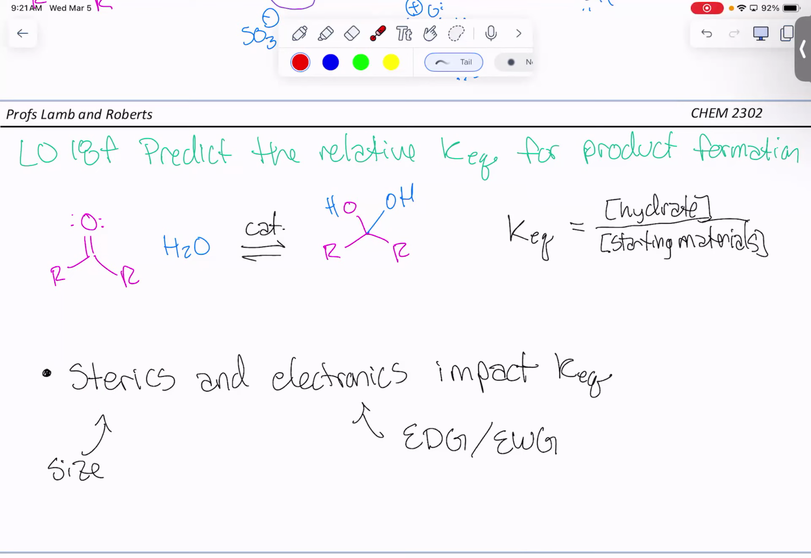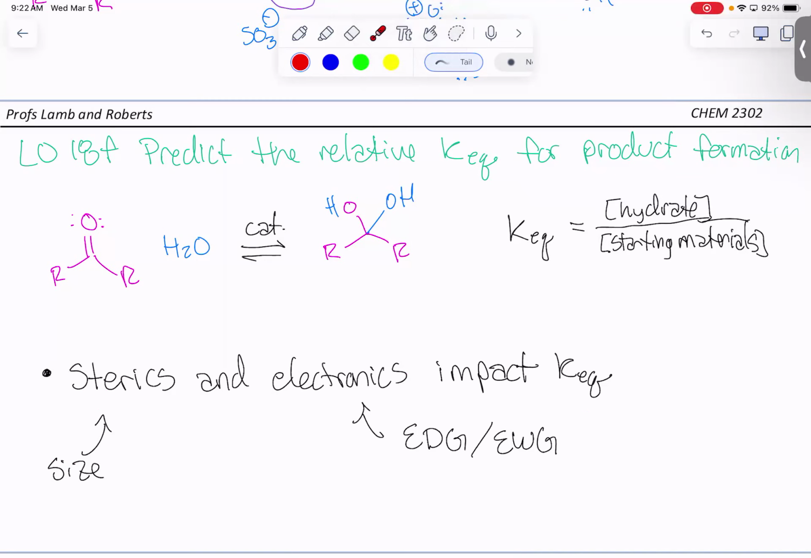The other thing we need to think about is electronics. So if you have an electron withdrawing group here, this is withdrawing electron density away from our carbonyl carbon. All of a sudden, we have all of these things withdrawing electron density away, making that more electrophilic. If something's more electrophilic, it's more reactive, it's going to go towards product, right? So these are the kind of things that we need to start thinking about, and I'd like to think about them through a couple of examples.